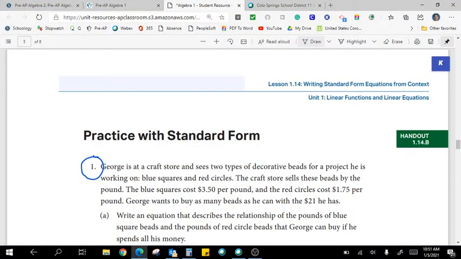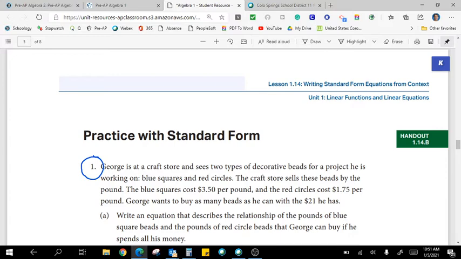Okay guys, so we're going to do 1.14b. This is practice with standard form. Remember, what we're talking about in this lesson is writing standard form equations from context.